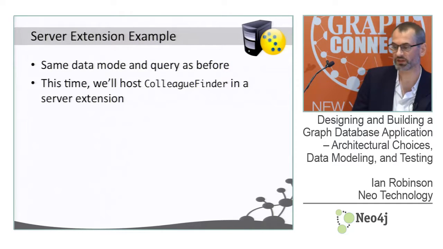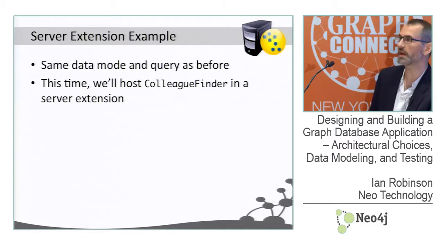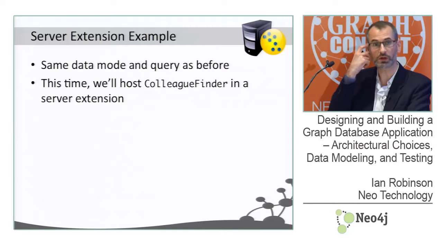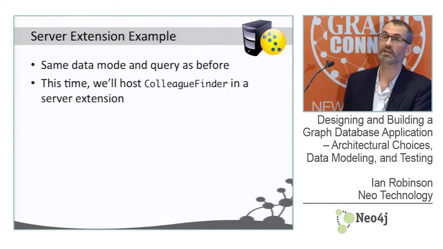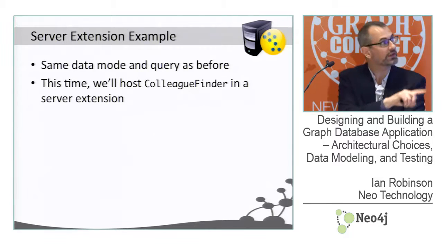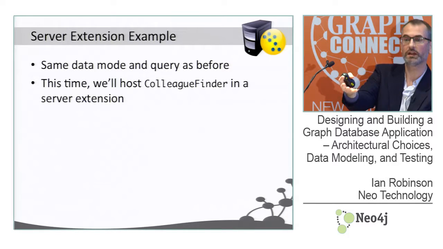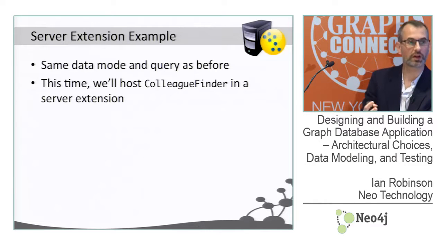So that's testing embedded. It's slightly more tricky when testing server or testing server with extensions, but I'm confident you can still do it test by test and in a test-driven fashion. So it's the same scenario as before, but this time we're going to create a server extension that hosts an instance of our colleague finder. And then a remote client, some REST client, doesn't matter what platform, can invoke that extension, can just post some data to a URI, and we'll execute that query, generate the result, and send it back as JSON to the client.